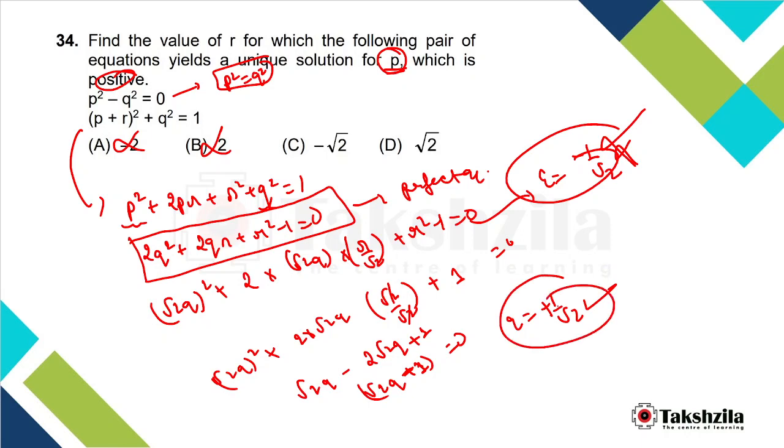So we got q as 1 upon root 2, and our r was minus root 2 in this case, so minus root 2 is the answer to this question. Hope this is clear now.